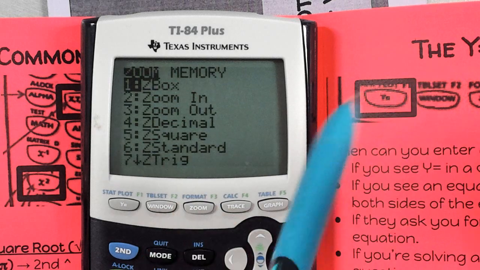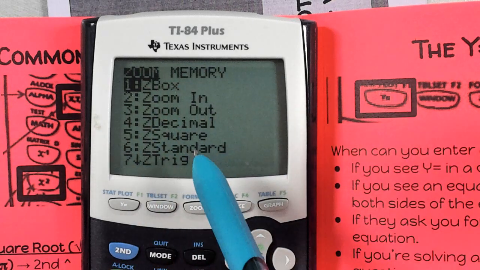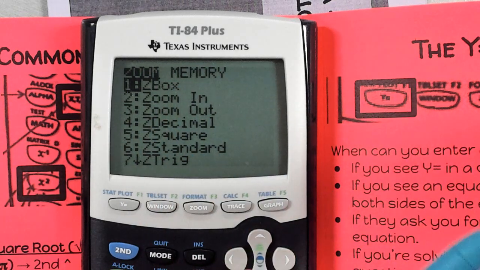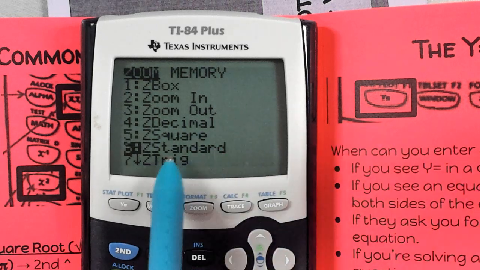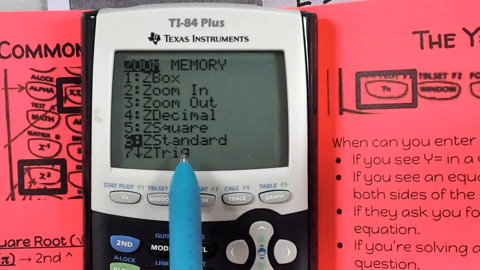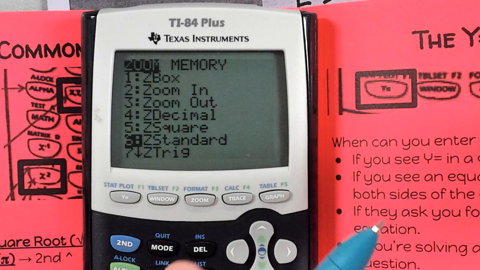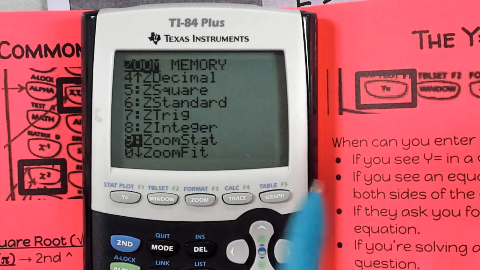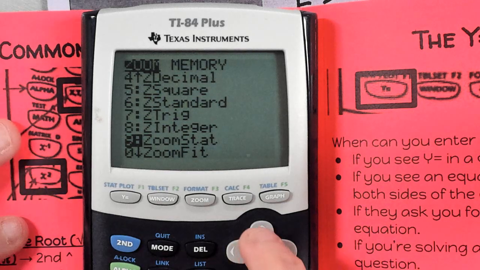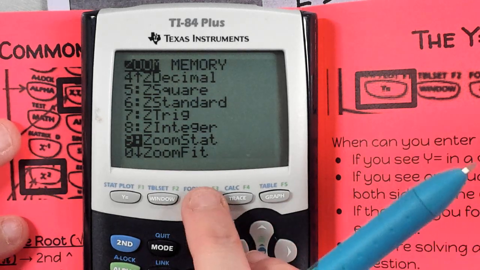Zoom is another way that I can change what the graph looks like, and there's really only a couple of these that we use. We use Zoom 6. If we get the window settings messed up, Zoom 6 will turn it back to the default. And when we start doing scatter plots, we do Zoom Stat, and that just focuses in on the points that we entered. But that's pretty much all we use Zoom for.